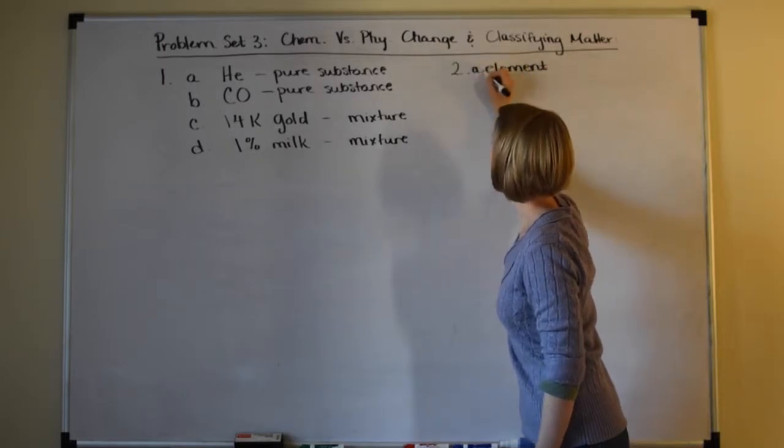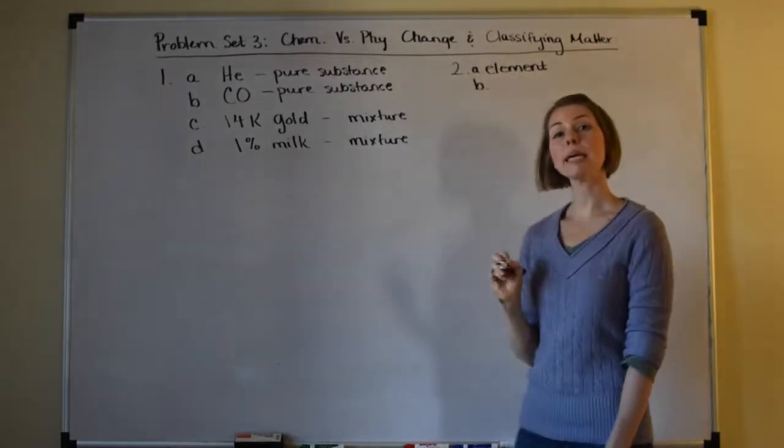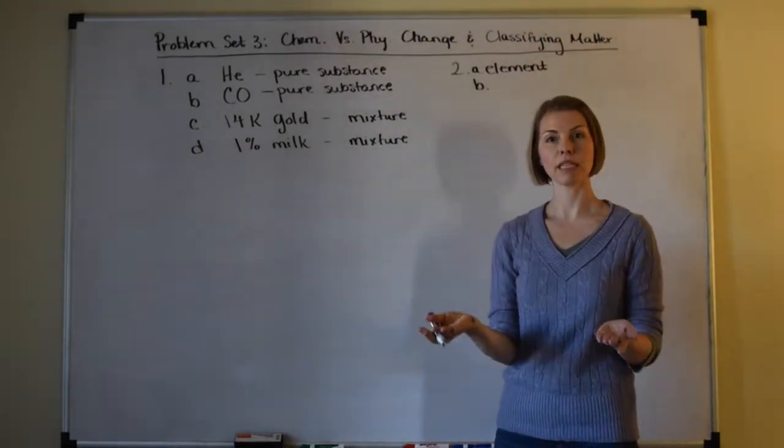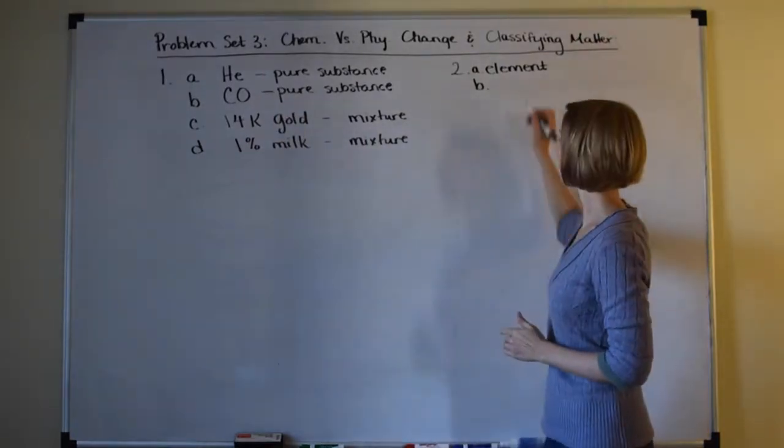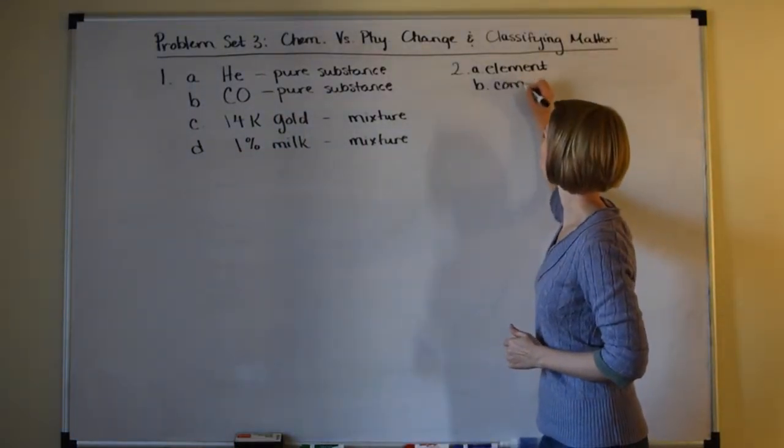Oops, I should write A there. Sorry about that. B, on the other hand, has two elements in a fixed 1-to-1 ratio. So B, carbon monoxide, must be a compound.